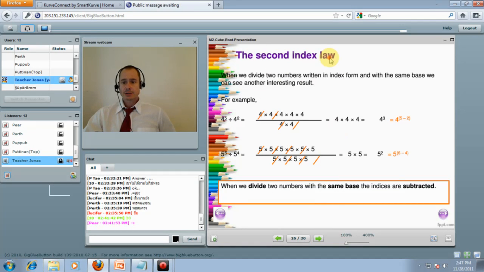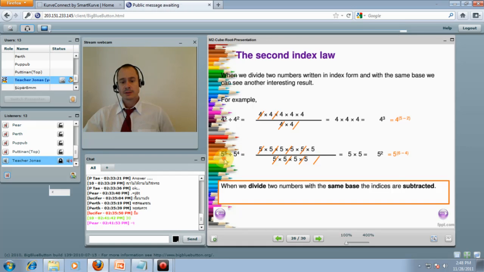And the second index law is about when you divide. When we divide two numbers written in index form with the same base, we can see another interesting result. For example, 4 to the power of 5 divided by 4 to the power of 2. Then you see here you can simplify. So the answer will be 4 to the power of 3. That means that you can subtract the indices. So 5 minus 2 is 3.